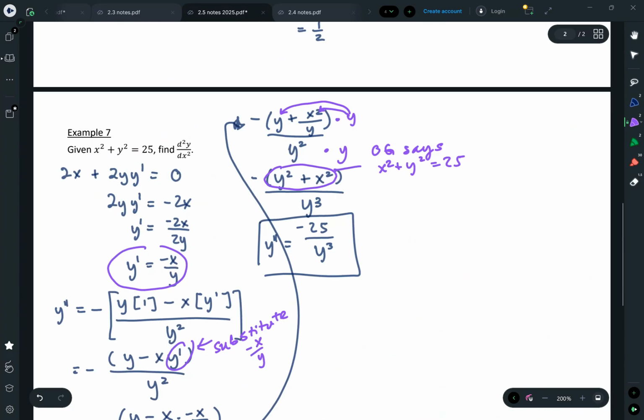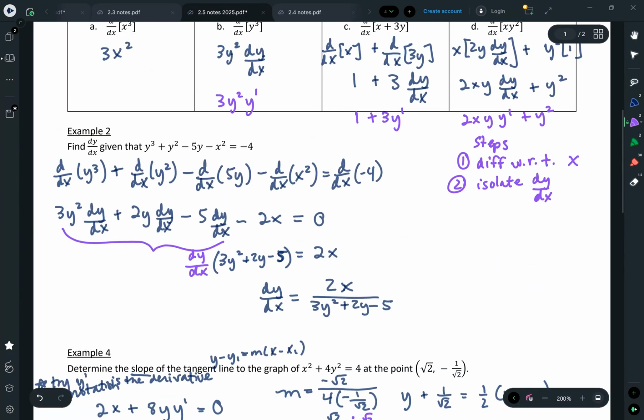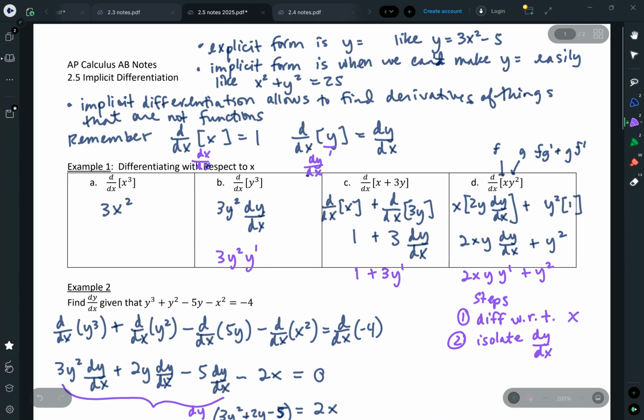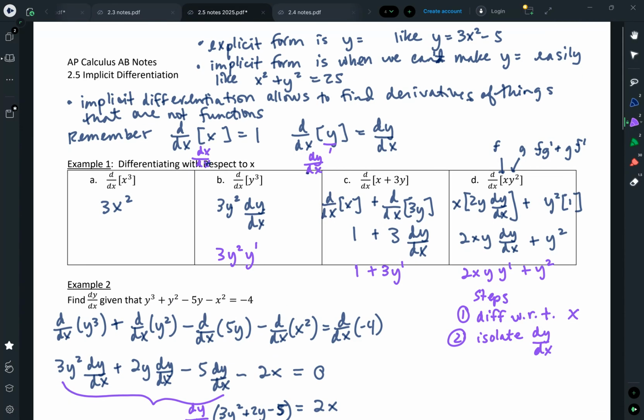Hopefully it makes sense why we have a y prime every time we take a derivative of y. If not, make sure you ask about that. And as always, if you need help, please let me know.